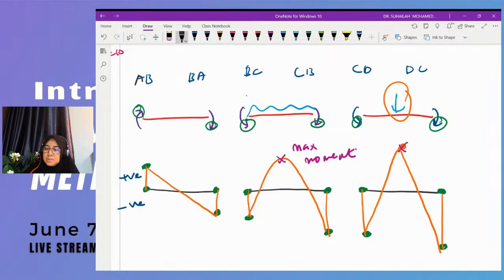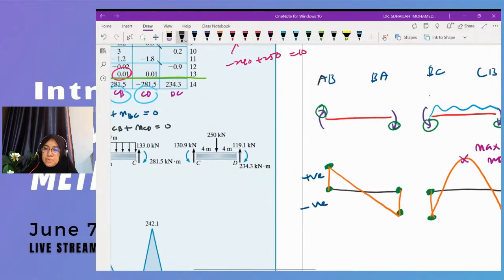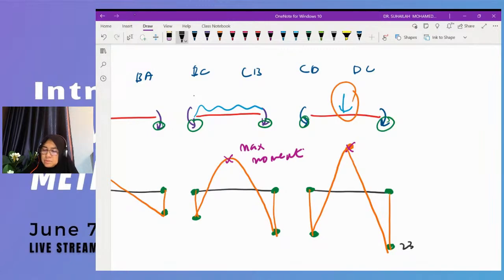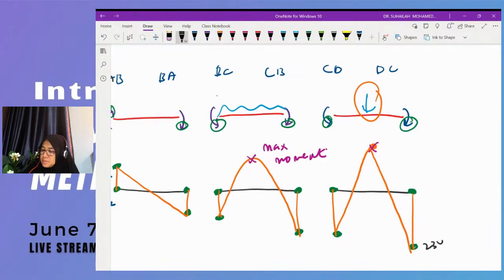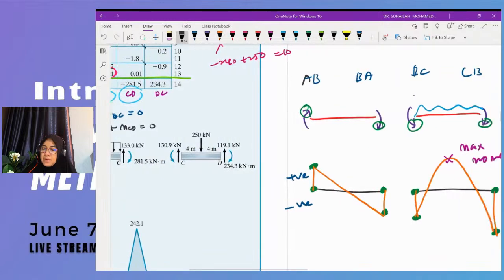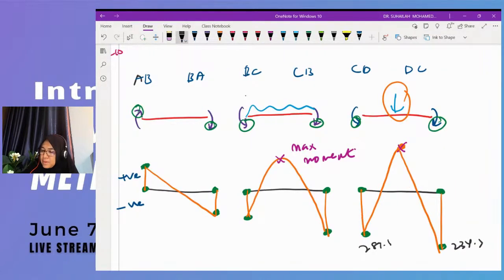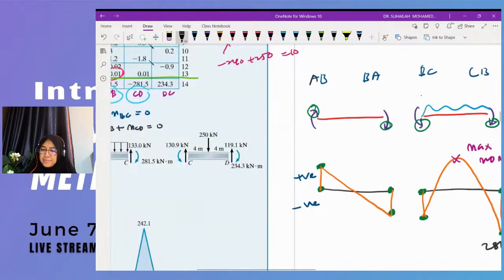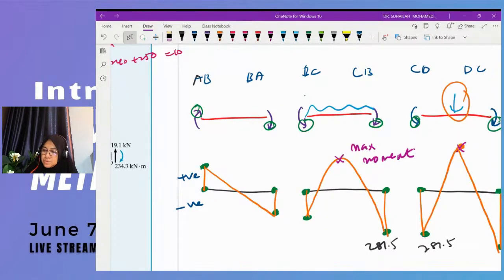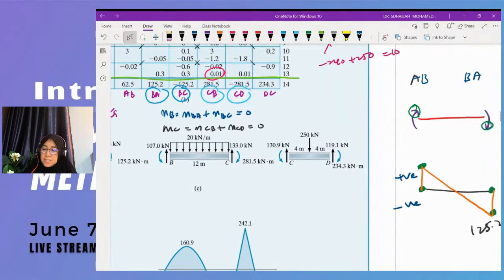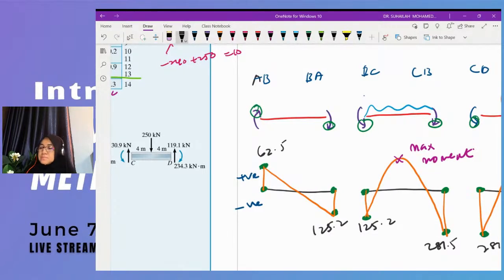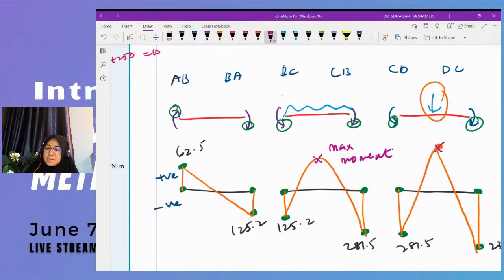Okay. So we just need to put the value. So this is 234.3. We get 281.5, 125.2, and 62.5. Okay, the sign. This is positive, positive, positive, negative, negative, negative.